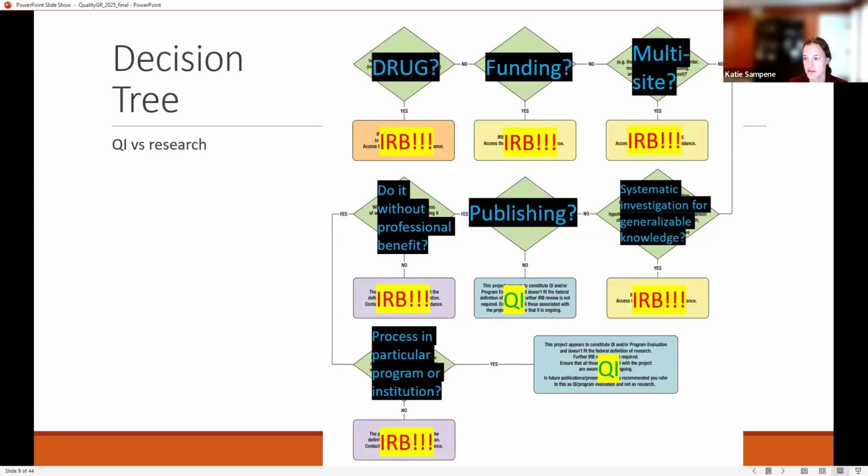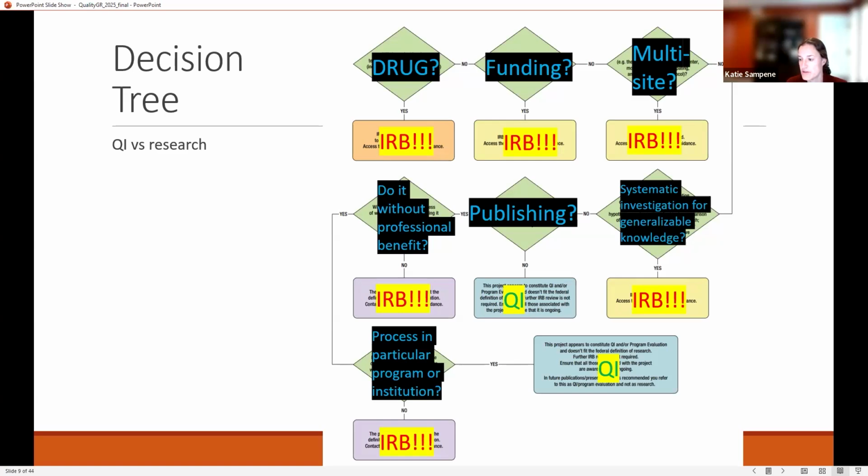So if you're testing a drug, you need an IRB. And then, if you're not testing a drug, you go to next, do you have funding? If you have funding for your thing, then you need an IRB. If not, you can go to the next diamond. And then the question is, are you doing it in your own site, or are you doing a multi-site thing, like a multi-institution endeavor? If you're going with a multi-institution endeavor, you need an IRB. And then if not, you ask the question, are you trying to do an investigation to come up with generalizable knowledge? If you are, you need an IRB.